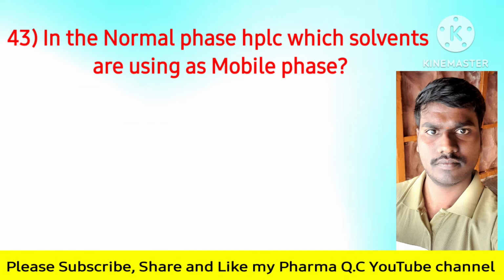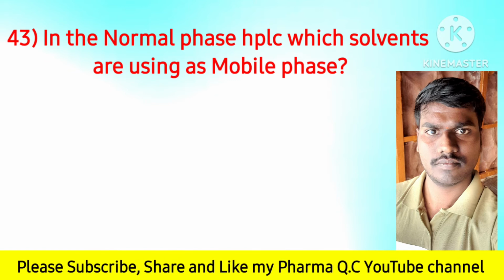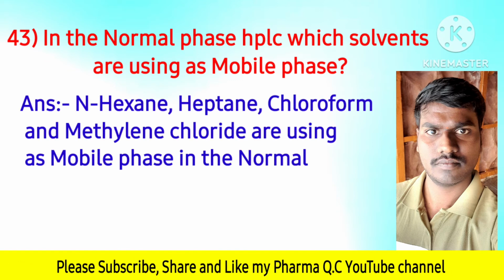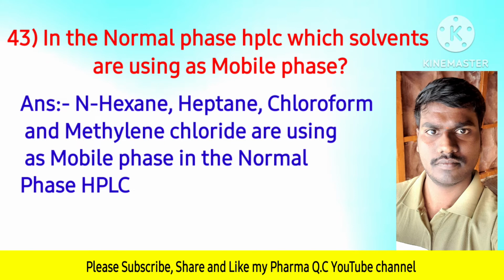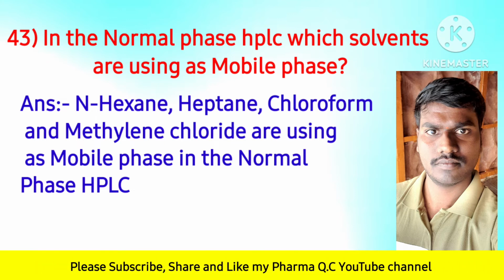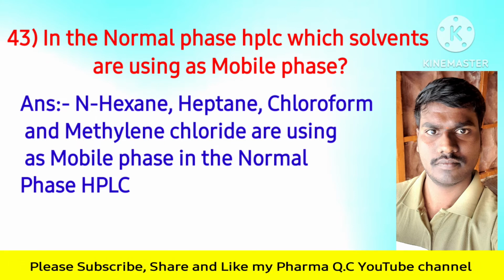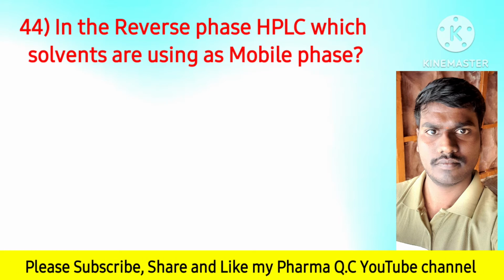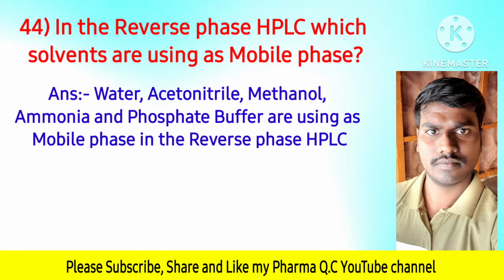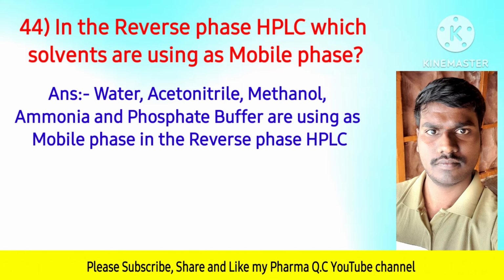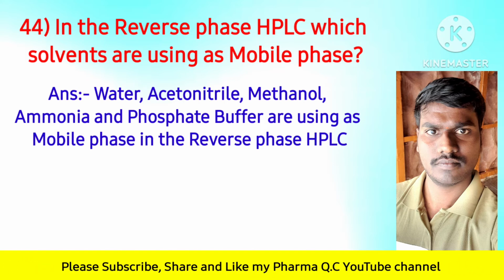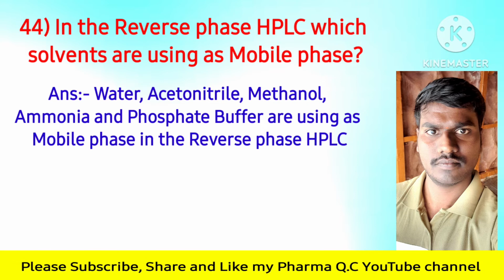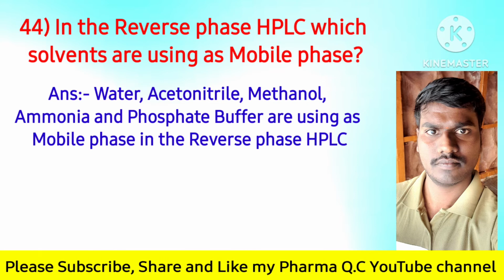In the normal phase HPLC, which solvents are used as a mobile phase? Answer is N-hexane, heptane, chloroform, methylene chloride are used as a mobile phase in the normal phase HPLC. In the reverse phase HPLC, which solvents are used as a mobile phase? Answer is water, acetonitrile, methanol, ammonia and phosphate buffer are used as a mobile phase in the reverse phase HPLC.